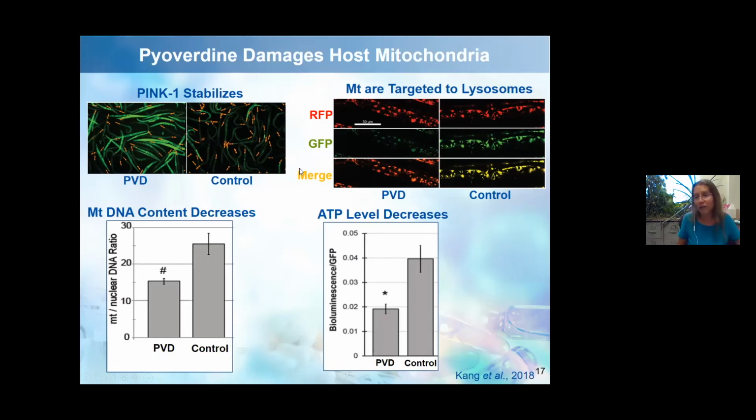We can further confirm mitophagy by using a mitochondria-targeted RFP-GFP fusion, where GFP is pH sensitive. It fluoresces in the cytosol, but not in the autophagal lysosome, while RFP is always fluorescent. So normally we see both red and green signal, but if worms were treated with pyoverdine, the green signal decreases, which correlates with mitochondria being targeted to the autophagal lysosome for mitophagy. We also observed a decrease of mitochondrial DNA and a decrease of ATP.